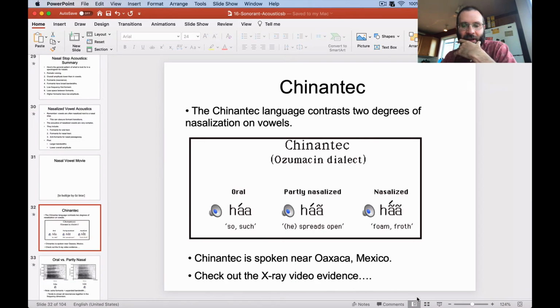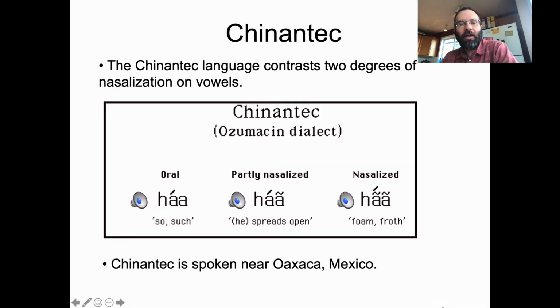We can get some other examples here. This is from a language called Shinantec, and I present this in 341 as well, but what you might have noticed from that video is that you can open up that velopharyngeal port to a greater or lesser degree. Sometimes it can be more open than others, and this is actually a feature that is used in this language to sort of distinguish between partly nasalized and nasalized vowels, or I guess more nasalized vowels. And you can hear that fairly easily in these examples, I think. Yeah, so this one is just more nasalized than that.